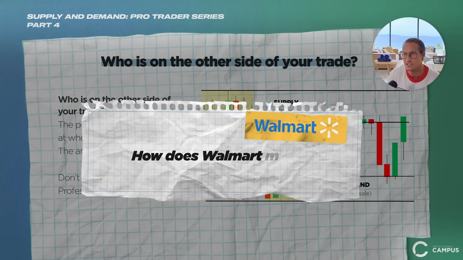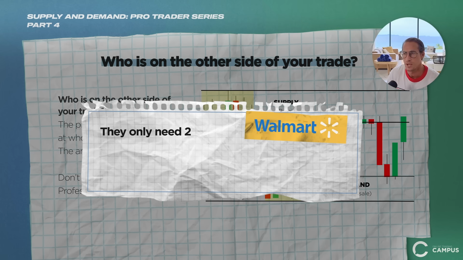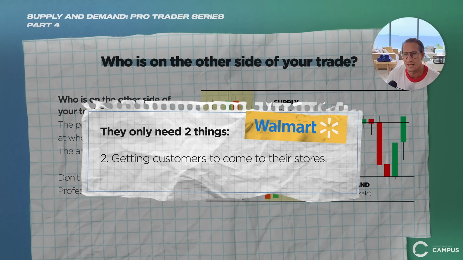Walmart, one of the biggest retailers in the world. What are the two things Walmart needs? How do they make so much money? They don't really produce anything. They are just the middleman between us and the product. So what are the two things they need to be able to master? Number 1, they need to be able to master the science of buying at wholesale prices and selling at retail prices. The second thing they need to be good at is getting people to come into their stores. Those things go hand in hand.